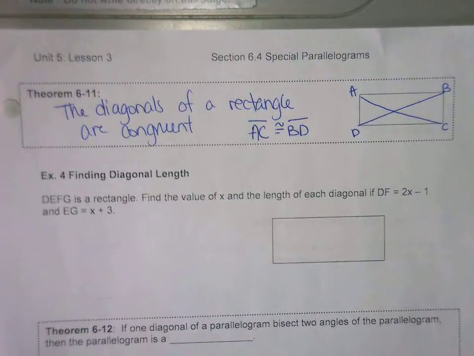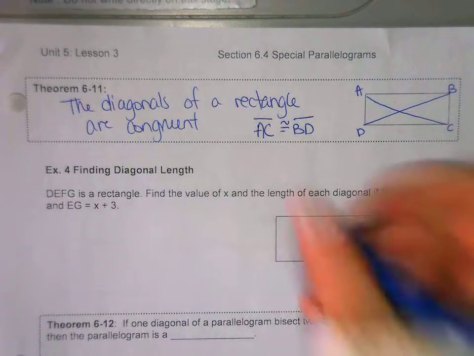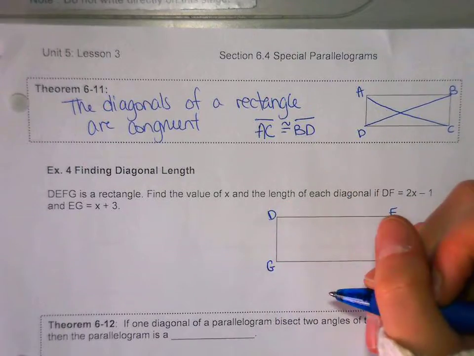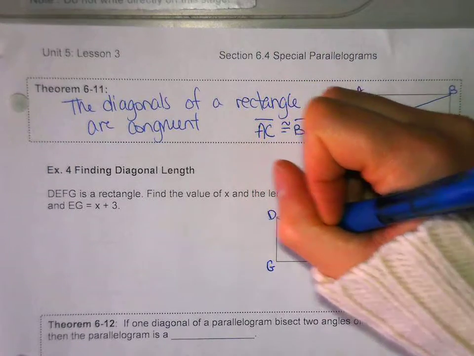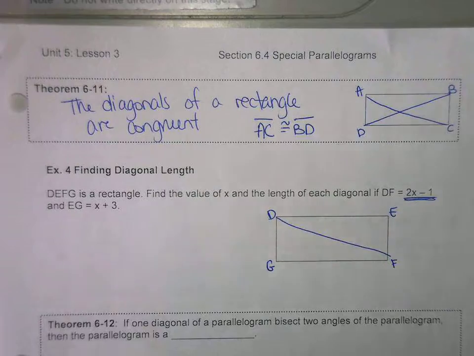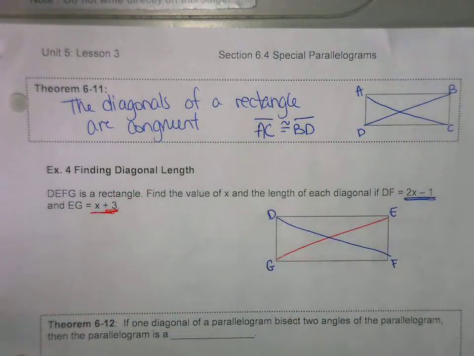So using that theorem, let's look at example 4. It says DEFG is a rectangle. We want to find the value of x and the length of each diagonal. If DF, so from D to F, is 2x minus 1, and then from E to G, it's x plus 3.